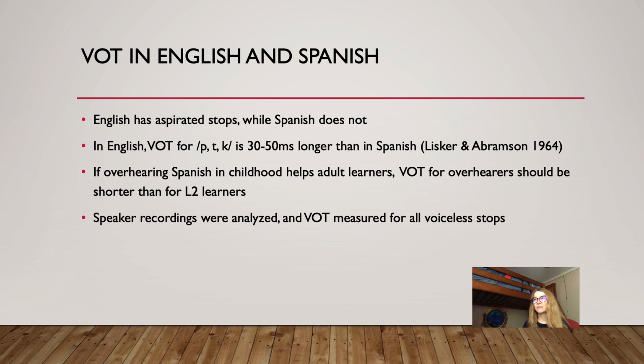So, English versus Spanish. English has aspirated stops, so it has that longer, positive VOT. And Spanish has a shorter VOT. So if overhearing Spanish in childhood helps adult learners, then the voice onset time for overhearers should be shorter than for L2 learners, right? And these L2 learners were English speakers, so they're used to saying words that have that positive, longer VOT.